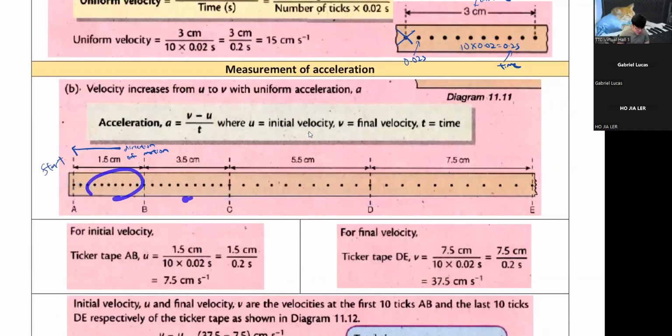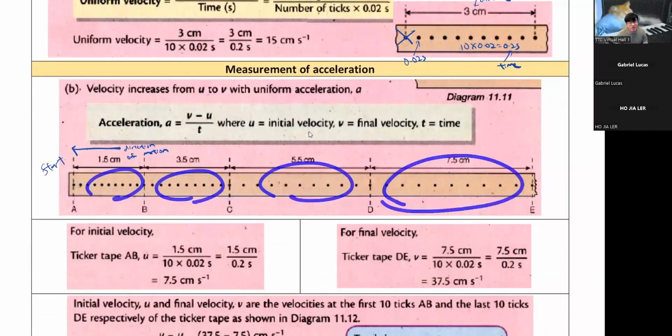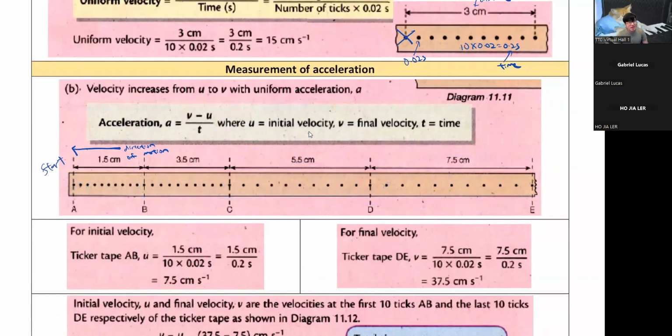Can you see what happens to the dot? What is happening right now? Is this car accelerating or decelerating? Can you tell? Is this car becoming faster or is this car becoming slower? Anyone? Are they becoming faster or slower?